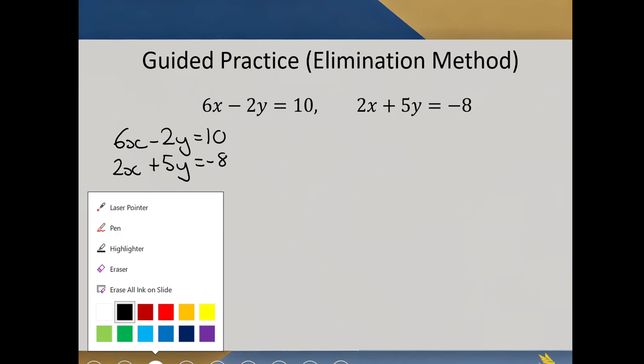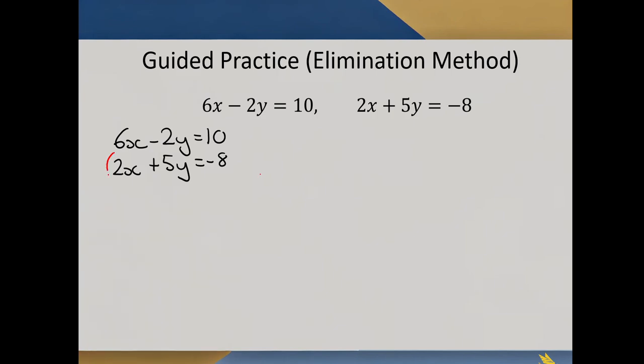So straight away, I'm just going to times my bottom one, both sides, by 3. If I do that, it means I'm going to have an equal amount of x's. So I'm going to rewrite that. So that means I've got 6x take away 2y equals 10. 3 times 2x is 6x. 3 times 5 is 15, so 15y. And 3 times negative 8 equals negative 24.